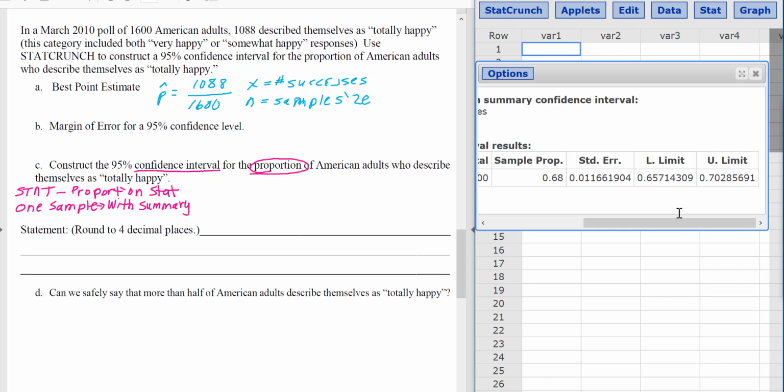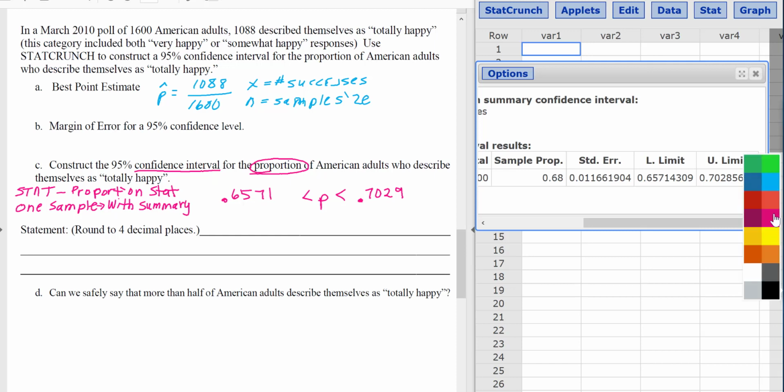This is how I want to write it out. The way I like to write it out is our proportion, P, is going to be in the middle, and on our left-hand side, we're going to write our lower limit of 0.6571, we'll do 4 decimal places, and on our other side, we have our upper limit, which is 0.7029. So we can see that our proportion is between 0.6571 and 0.7029. So now we've got to go ahead and write our statement from here.